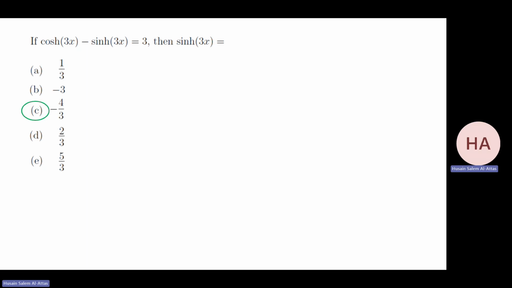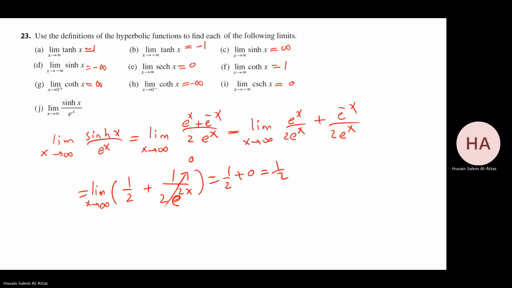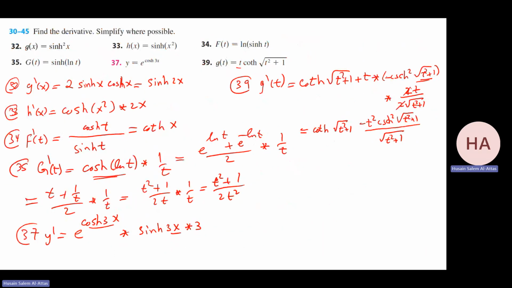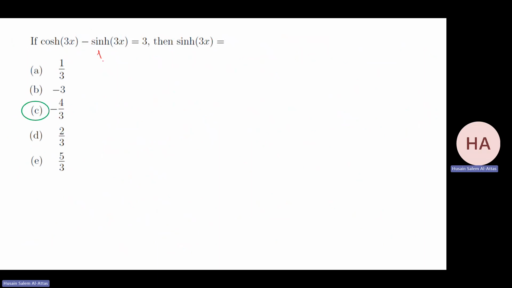Cosine hyperbolic 3x minus sine hyperbolic 3x equals 3. If you look backward, I need this formula: cosine minus sine, which is e to the power minus u. So I have e to the power minus 3x equals 3. Take ln. I have minus 3x equal ln 3. That implies 3x equals minus ln 3. Actually, I need minus ln 3. I need 3x.